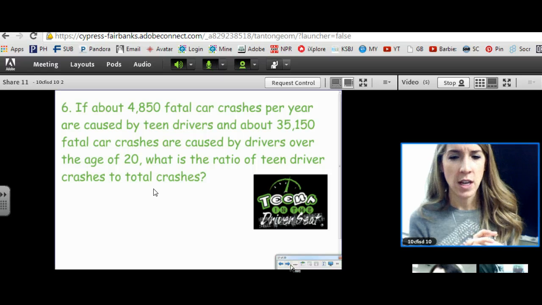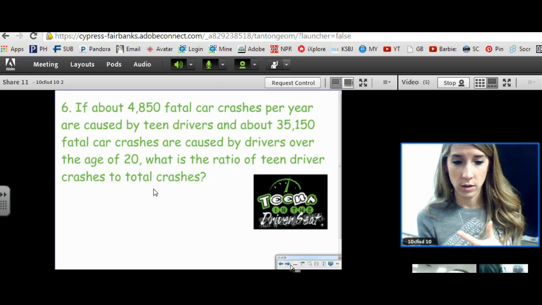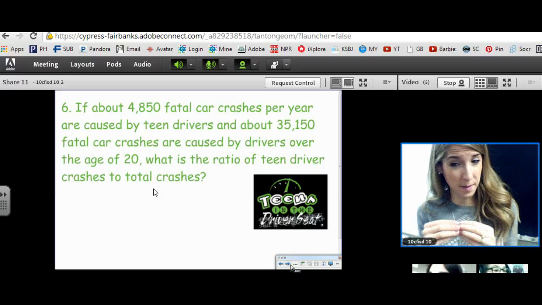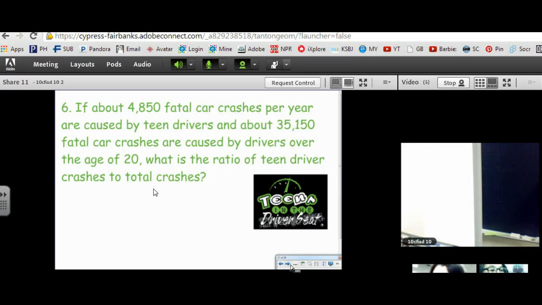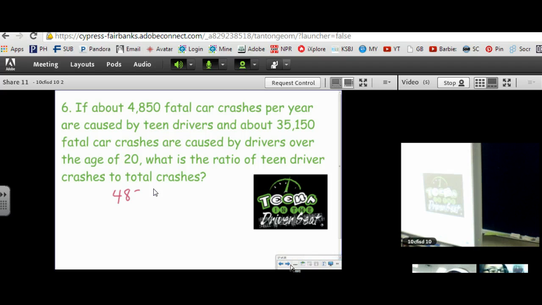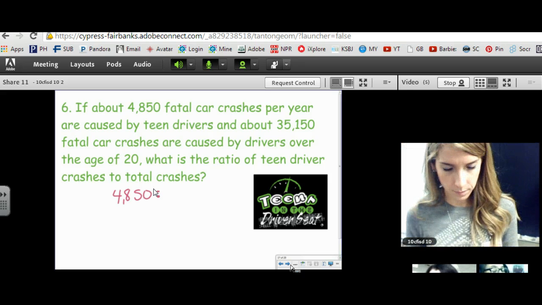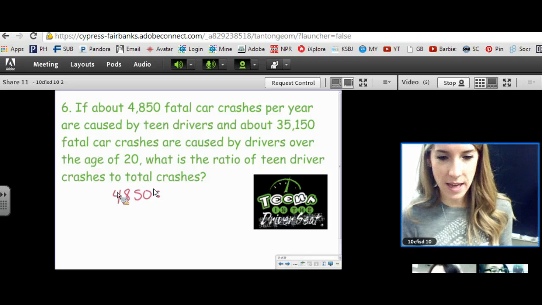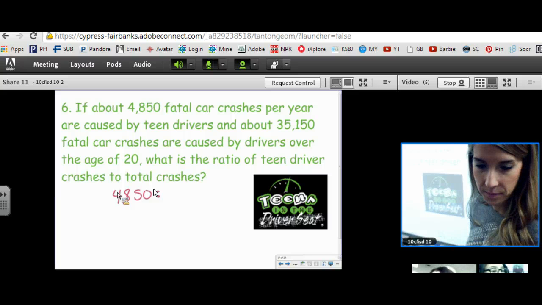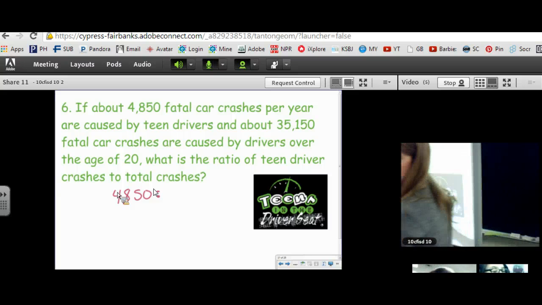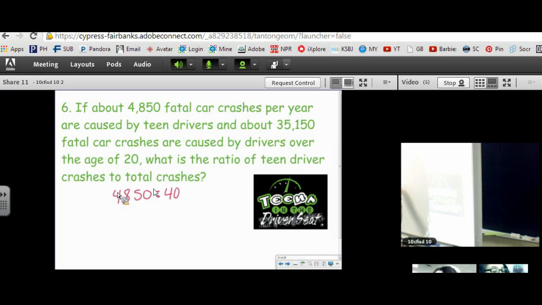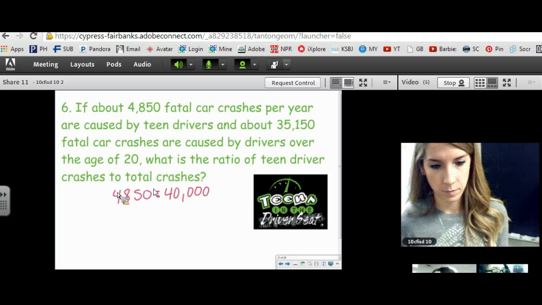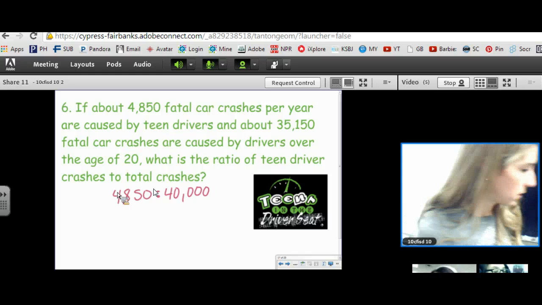So what do we need to do first? It says what's the ratio of teen to total? So it means that you're going to need to add them up because we don't have a total yet, do we? Yeah. Okay, Graham, tell me what you get for the reduced ratio when you get it.